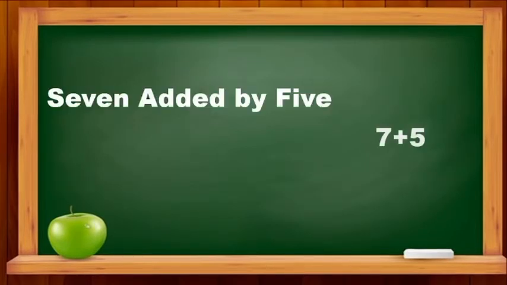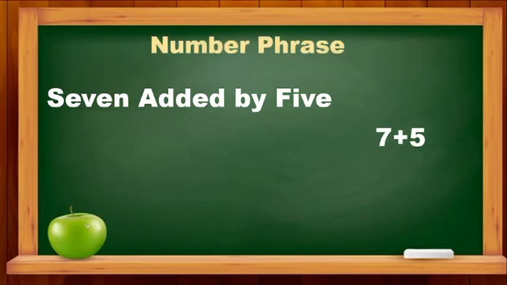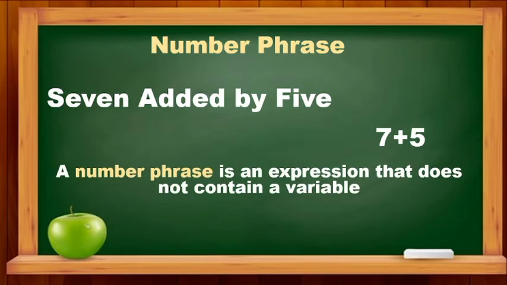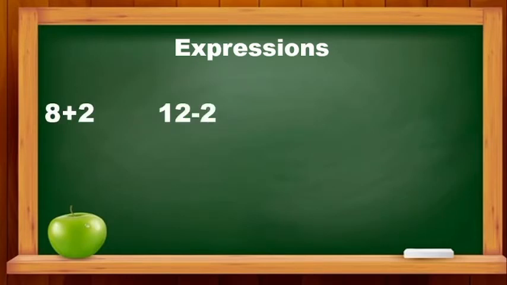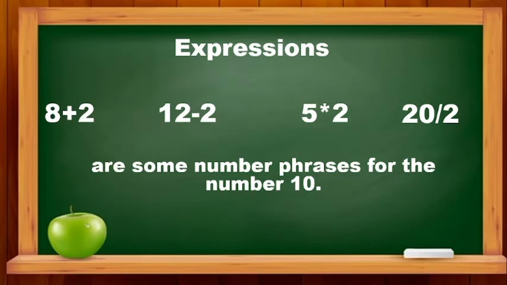Next one, 7 added by 5 is translated as 7 plus 5. And this is an example of a number phrase. What is a number phrase? A number phrase is an expression that does not contain a variable. So, next, expressions like 8 plus 2, 12 minus 2, 5 multiplied by 2, and 20 divided by 2 are some number phrases for the number 10. Why the number 10? Since, as you can see, 8 plus 2 is equal to 10, or 20 divided by 2 is equal to 10. So they are number phrases for the number 10.